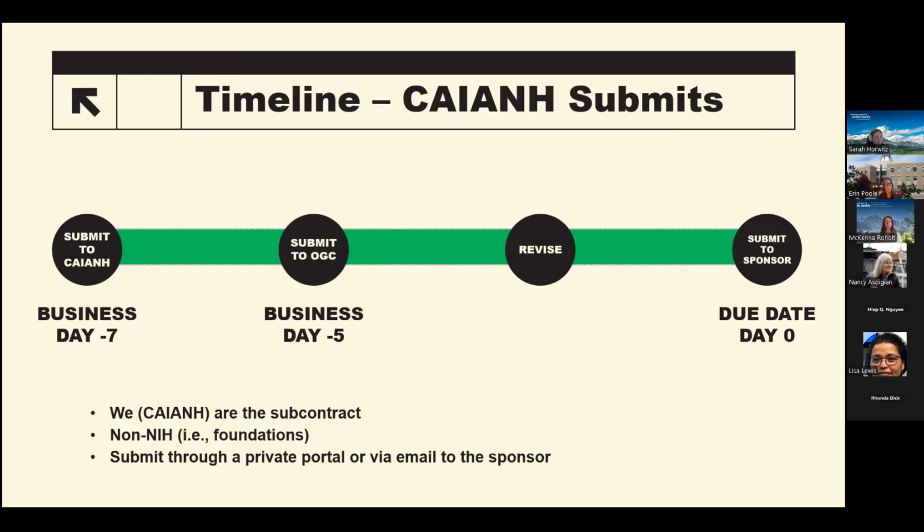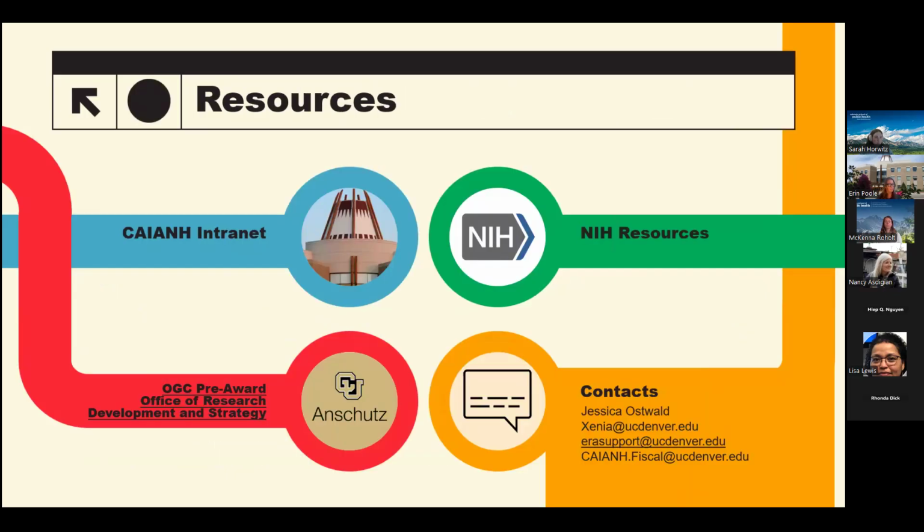Cayenne Fiscal will review the proposal and submit it to OGC at least 5 business days before that submission deadline. OGC will send back their suggested revisions, and then Cayenne submits through the submission portal or by emailing the sponsor directly as directed in the funding opportunity. There's no additional review of the revisions needed by OGC, and Cayenne has a responsibility to submit in this circumstance. Okay, next slide. Hand it over to Lisa.